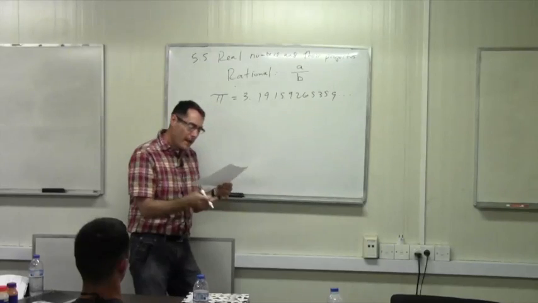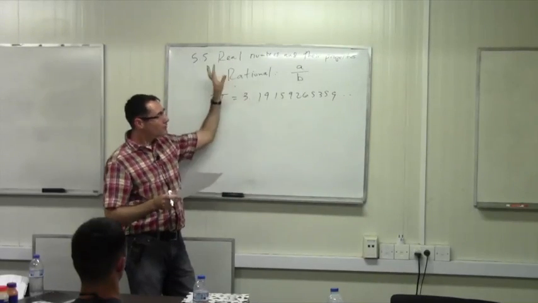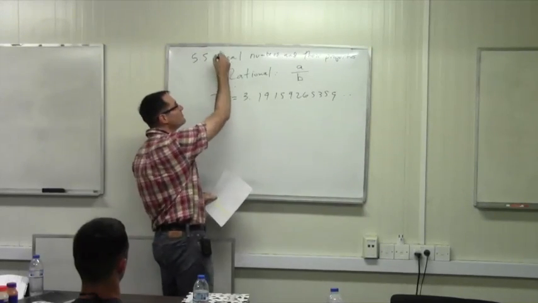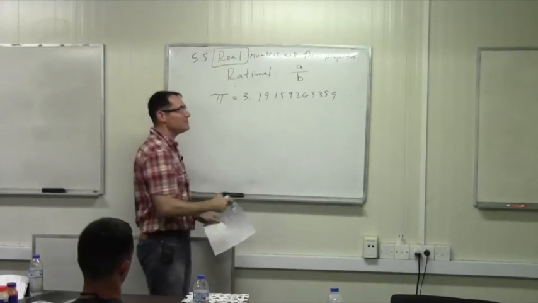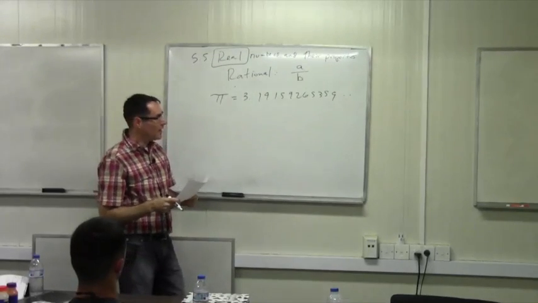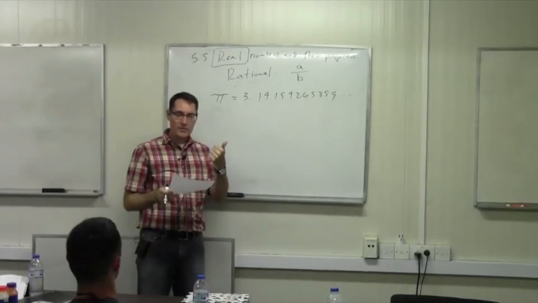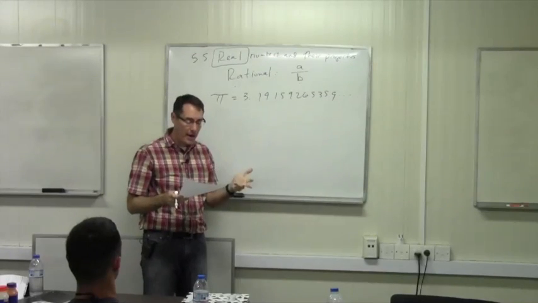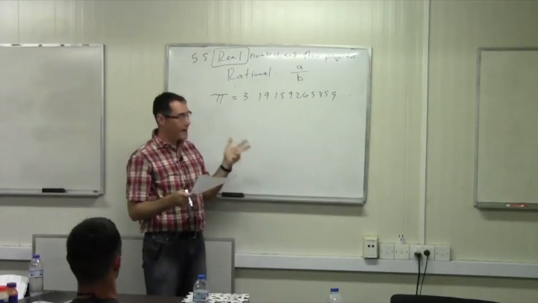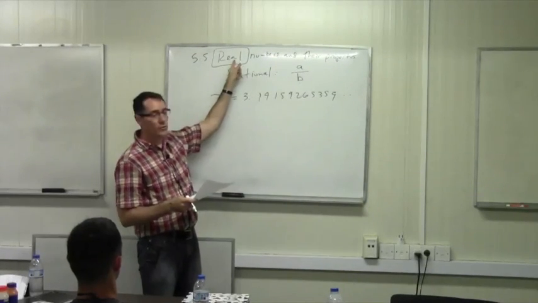So anyway, all of those types of numbers are a subset of the real numbers. So natural numbers, whole numbers, integers, rational numbers, and irrational numbers are all considered real numbers.